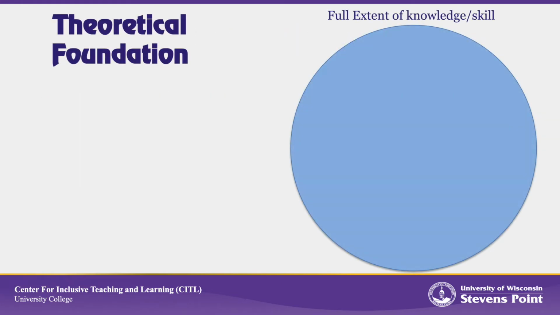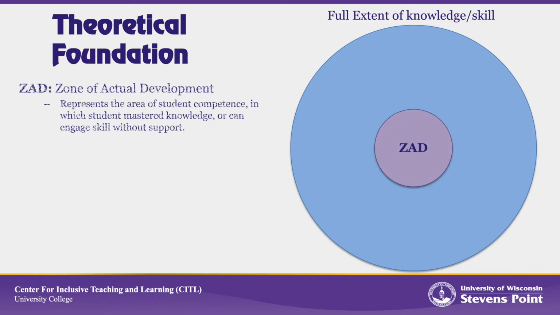According to theory, we can conceptualize the learning space as an area. In this case, the blue circle represents the full extent of some knowledge or skill that we're trying to teach our students. The zone of actual development is shown by the purple circle. This represents the area of student competence, where the students know or can do things without support. This is the portion of the total that the student has reliably mastered.